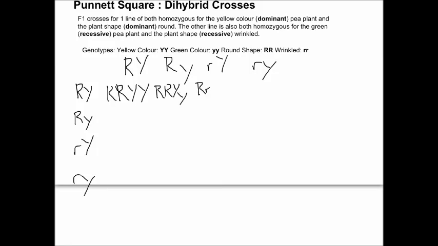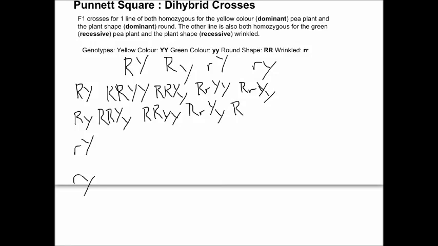Now you can see in the first cross you have two capital R's, which means it's going to be round, and two capital Y's, which means it's going to be yellow. So the first cross will be a round yellow pea plant. In the next cross it's two capital R's, which is still a round shape, but this lowercase y and uppercase y means that it's still going to be a yellow color because yellow is dominant over the green color. On the next cross it's a capital R and a lowercase r, but it's still going to be round because round is dominant over the wrinkled. And again, the capital Y is dominant over the lowercase y, which means it's going to be yellow.